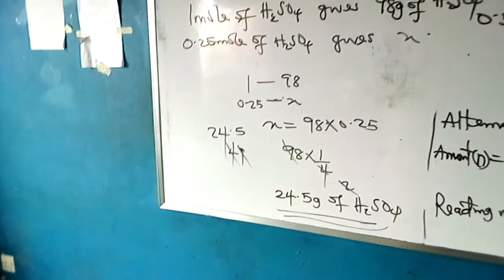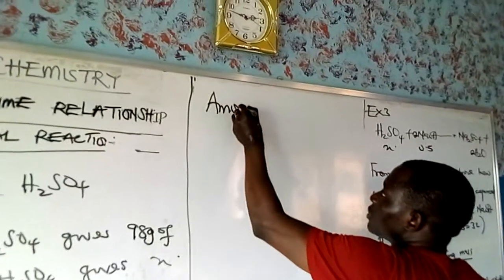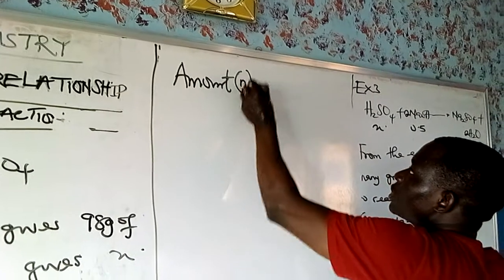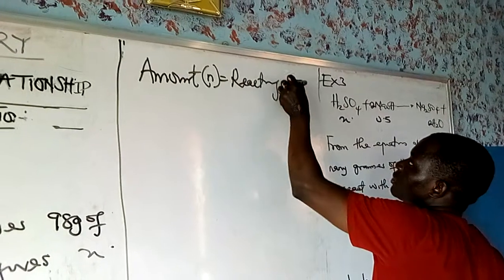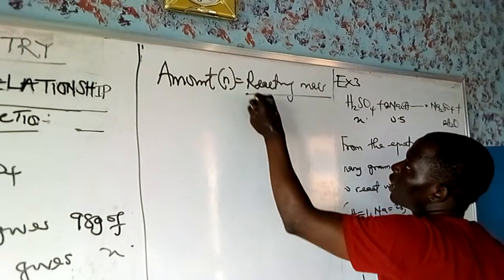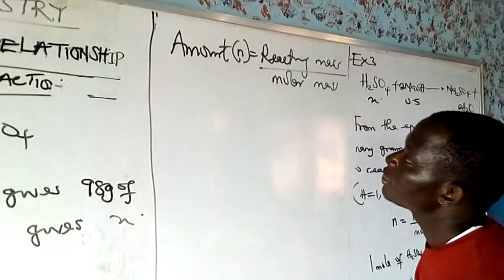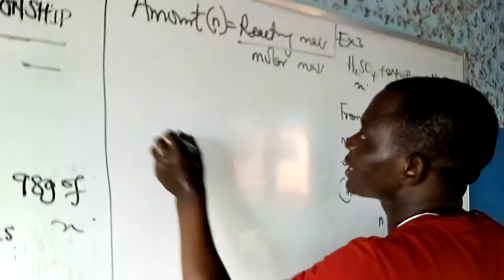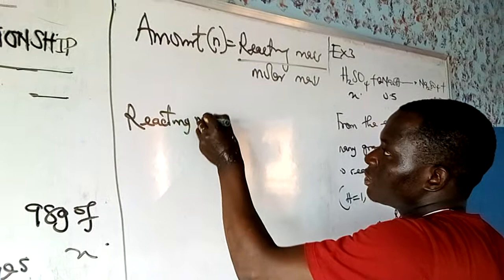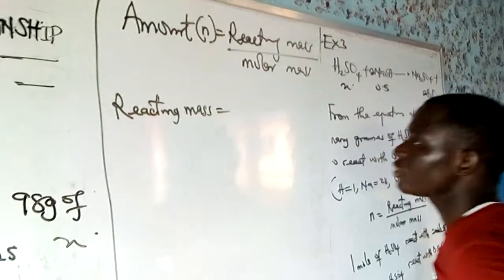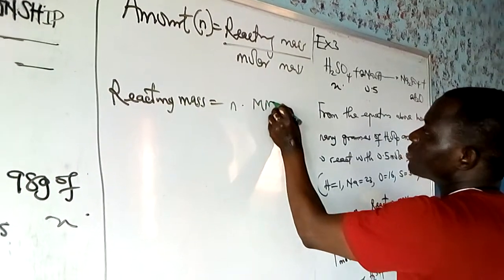If you want to use another method, what can you do? Amount, which is a mole, equals reacting mass all over molar mass. And now we want to get our reacting mass. Reacting mass equals to amount times molar mass.